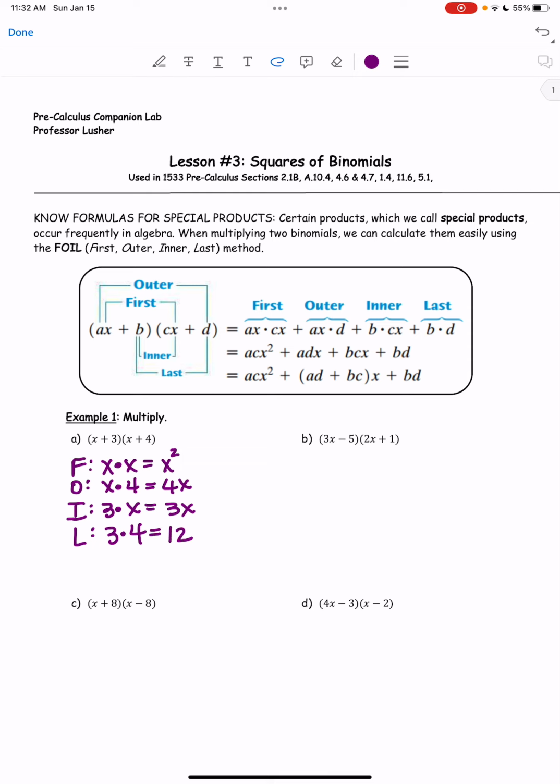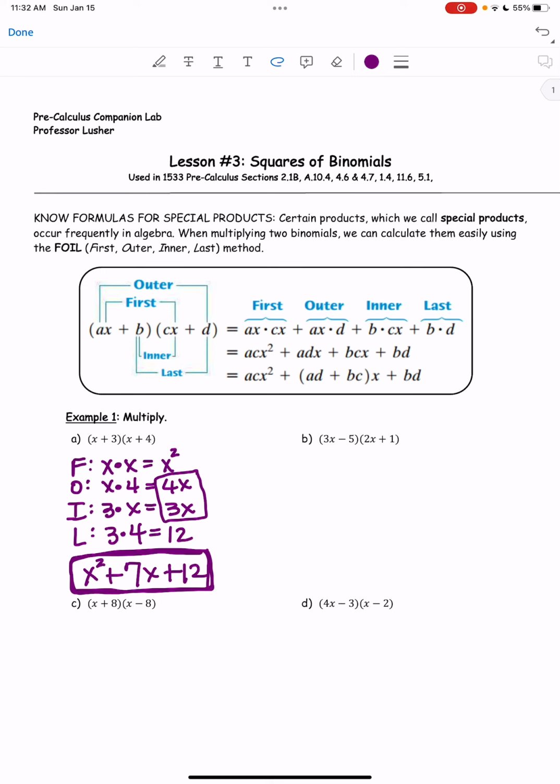So you can always combine like terms. And in this case, my like terms are those x's. And so my final answer is x squared plus 4x plus 3x gives me 7x plus 12. Okay, so that's my final answer.